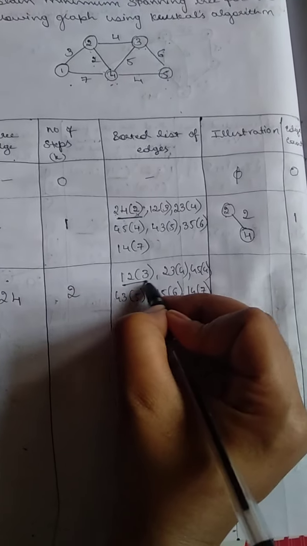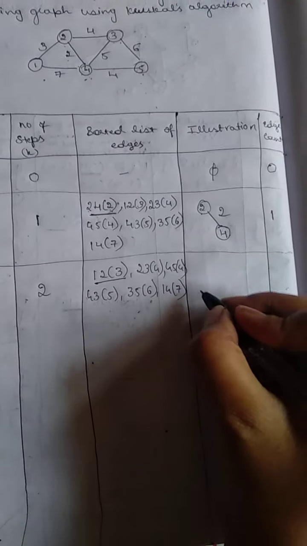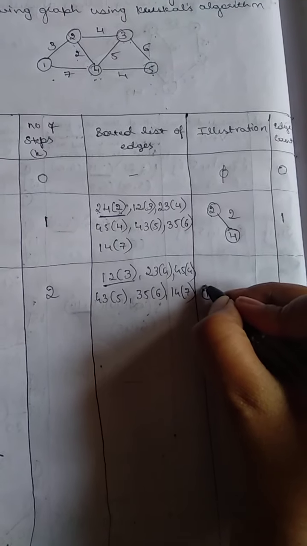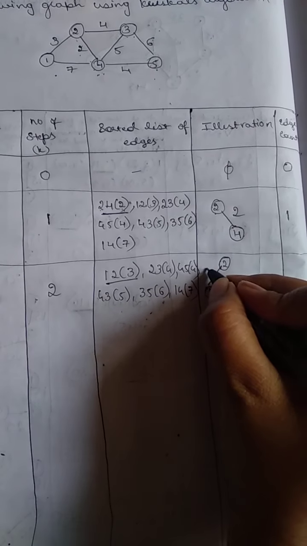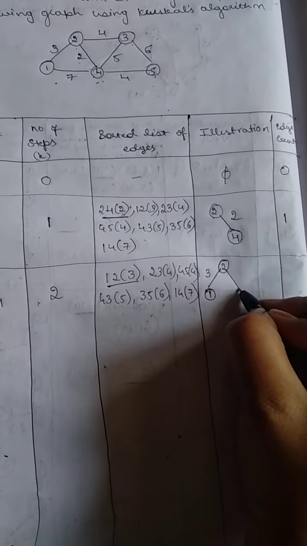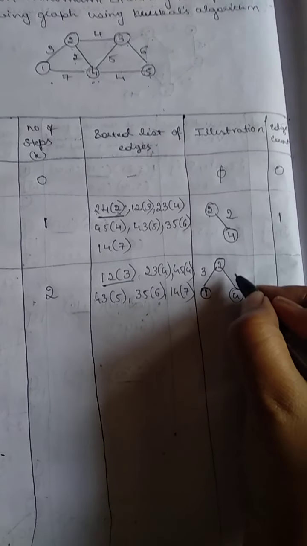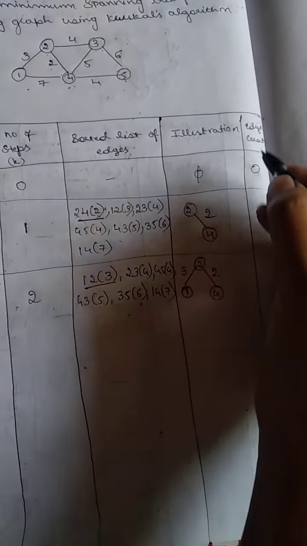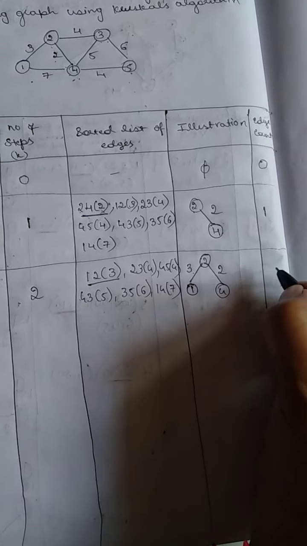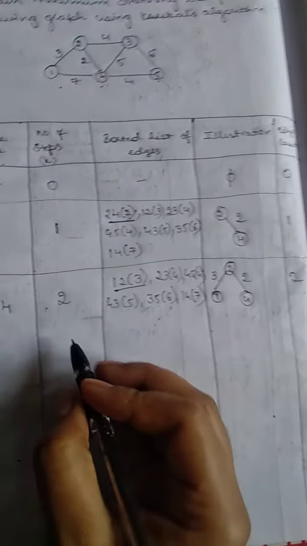Which is next minimum? 1 to 2. So here I'll take 1 to 2, it is 3. Then 2 to 4 from the previous step, it is 2. Edge count 1 and 2. 2 is the edge count.